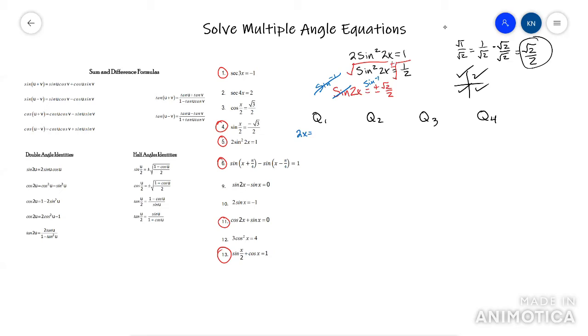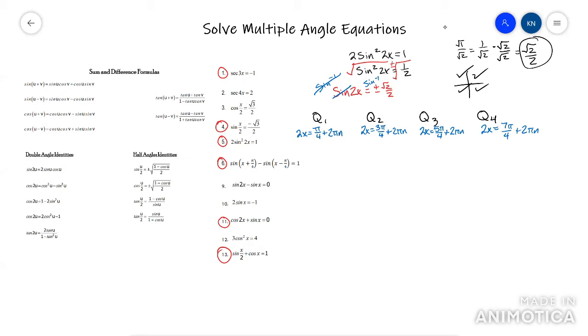In quadrant 1, that would be pi over 4 plus 2 pi n to account for the infinite answers. In quadrant 2, that would be 3 pi over 4 plus 2 pi n. Quadrant 3, that would be 5 pi over 4 plus 2 pi n. In quadrant 4, that would be 7 pi over 4 plus 2 pi n.